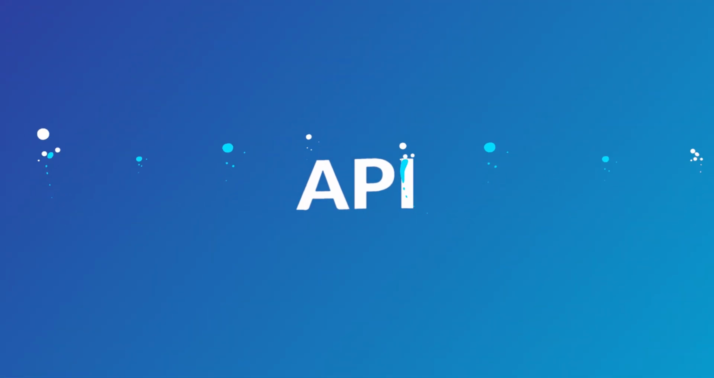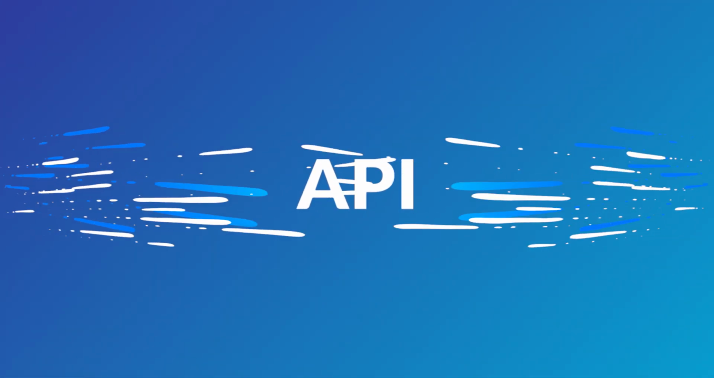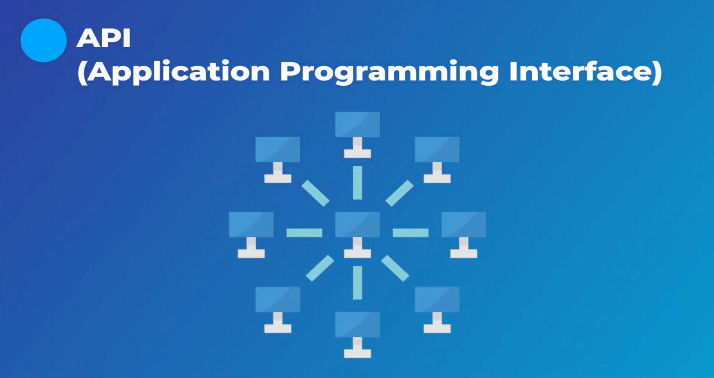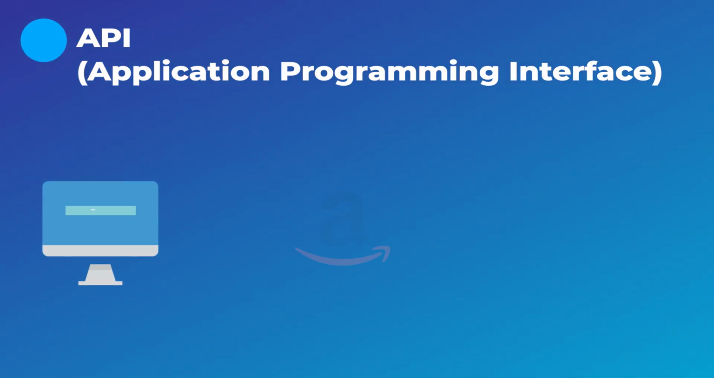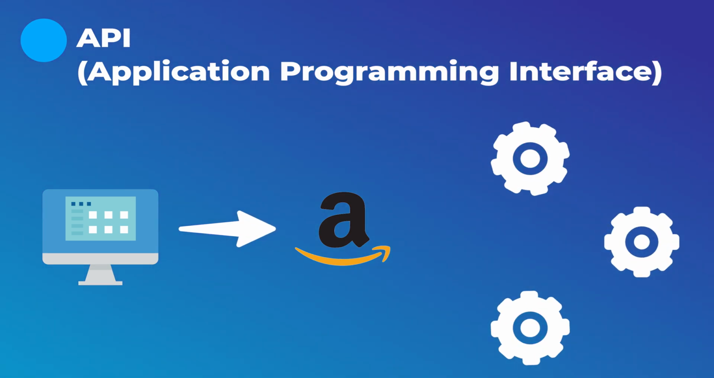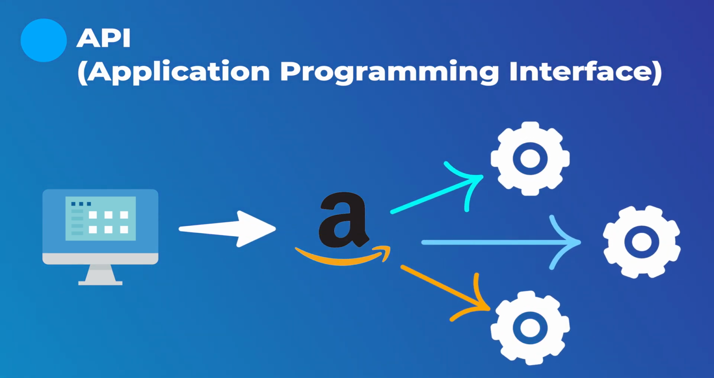Let's now talk a little bit about APIs. So what is an API? API stands for Application Programming Interface and is basically a way for multiple programs or devices to communicate with each other. When you go on Amazon.com, for example, and make a purchase, a lot of things happen behind the scenes, even though you only click one or two buttons.